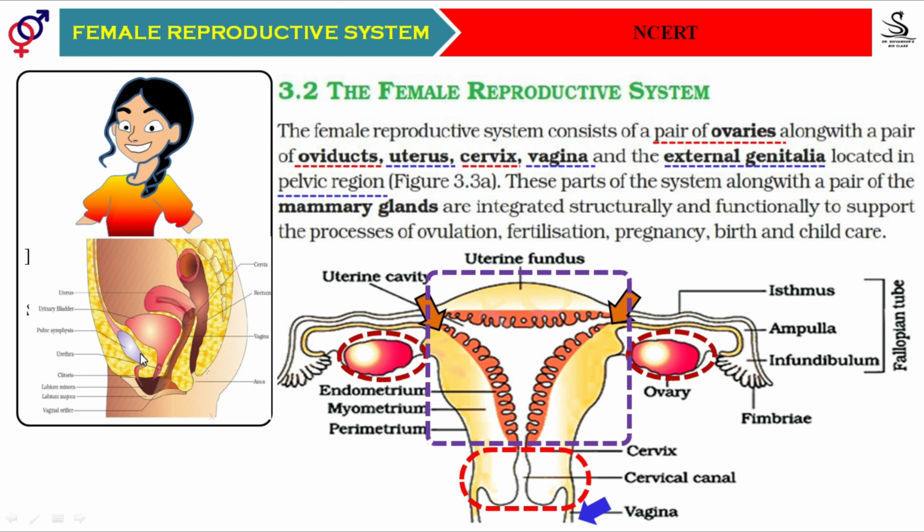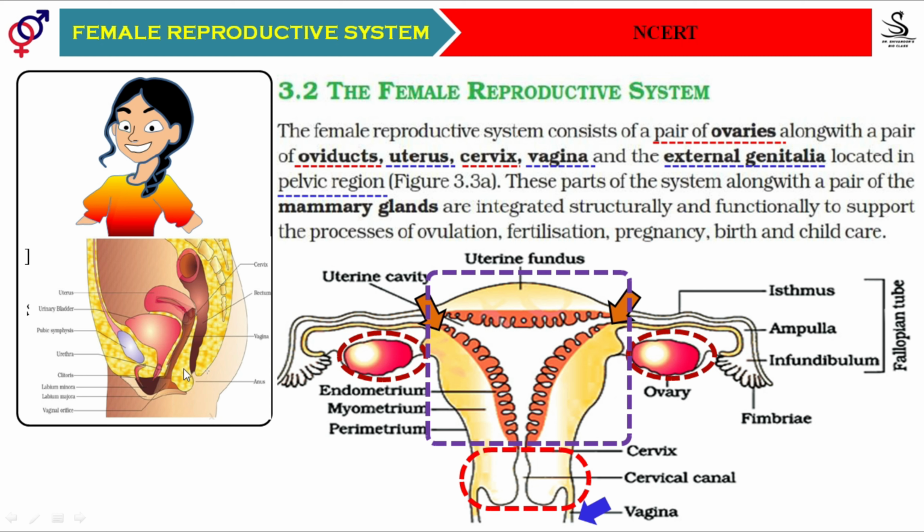What is this pelvic symphysis, students? Pelvic symphysis is the exact region where the pelvic girdles are connected with each other. And in front of that, we see one of the very important organs called the clitoris. We will discuss all these things, students.